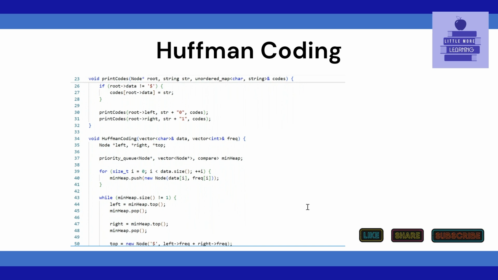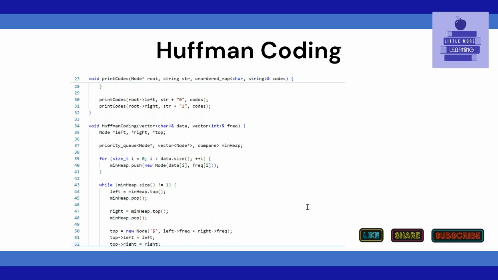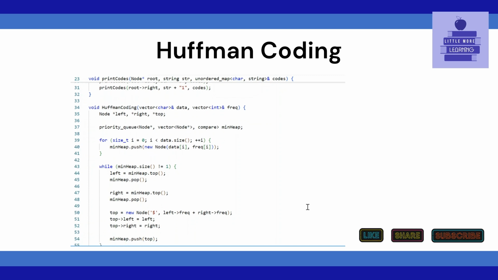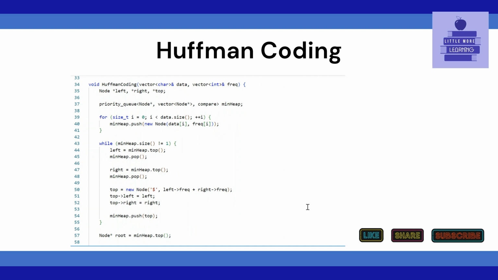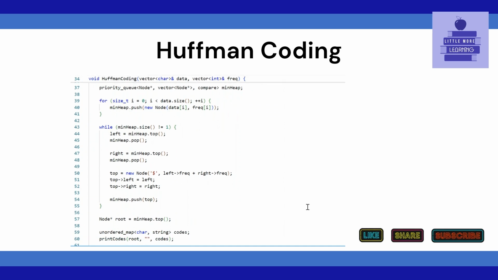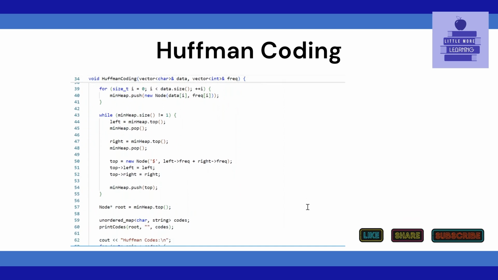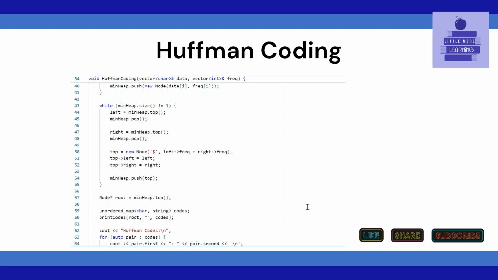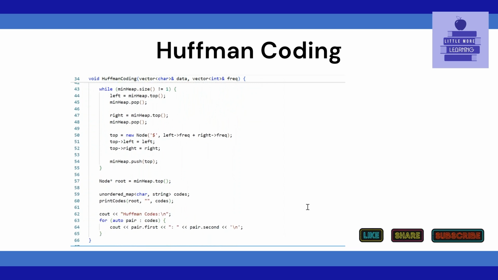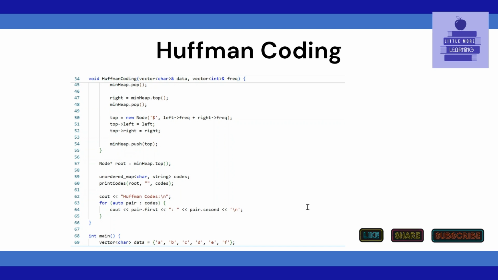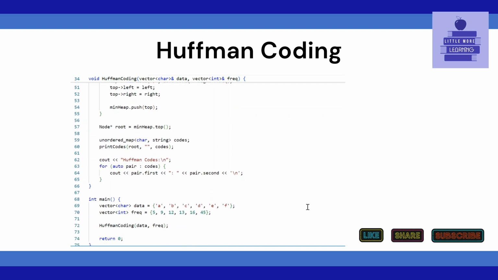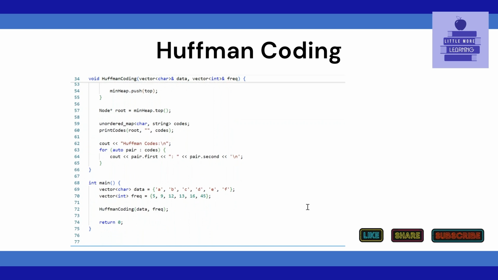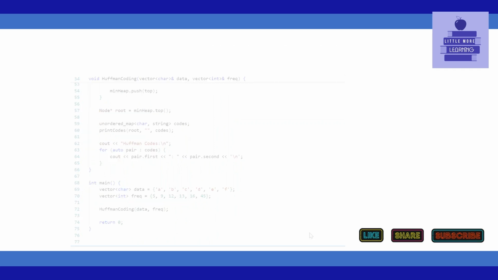The two nodes with the smallest frequencies are combined to form a new node, which is then pushed back into the queue. This process continues until there is only one node left, which represents the root of the Huffman tree. The remaining node in the min-heap is the root of the Huffman tree. The printCodes function recursively traverses the Huffman tree. It generates binary codes by appending 0 when going left and 1 when going right.